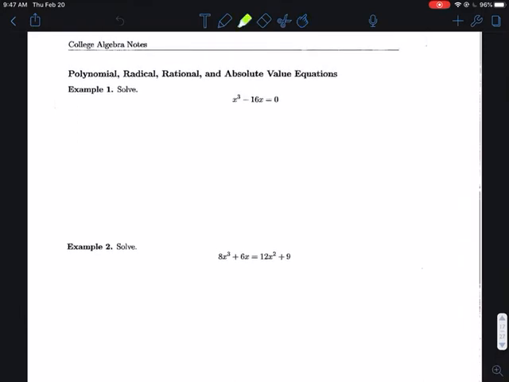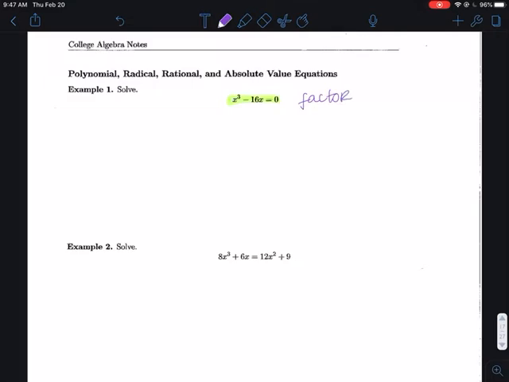Example 1 is a polynomial equation, x to the third minus 16x equals 0. Our goal is to solve for x. Notice how the highest exponent is 3. So that means that you should have 3 solutions. Sometimes the numbers repeat, but overall you should have 3 different solutions for this equation. So the way that we do this is you want to make sure that everything is set equal to 0 like it is, and you want to factor.